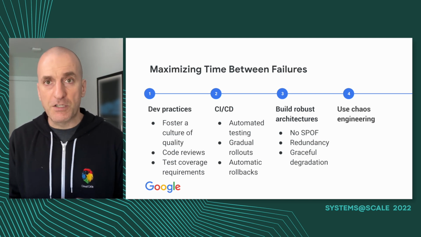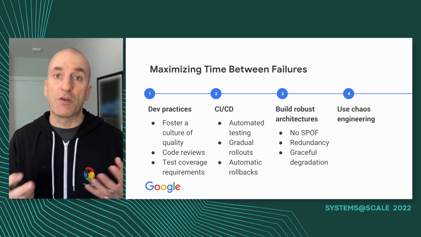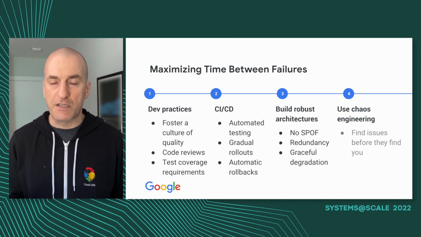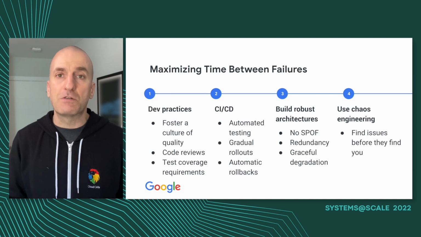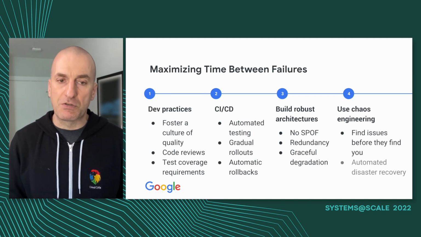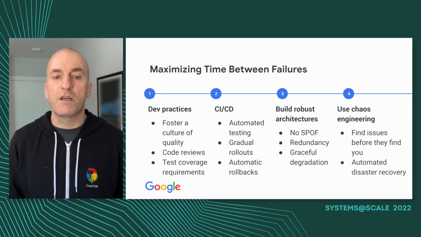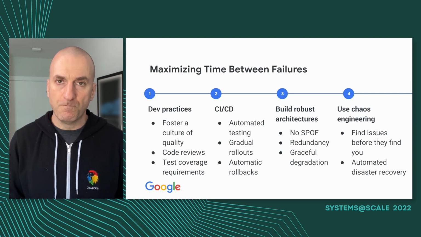And then the fourth major area we want to focus on is all about chaos engineering or resilience engineering. Generally, this is going to be our opportunity to find issues in our systems before those issues find us. And we want to automate our disaster recovery capabilities as much as possible as well.